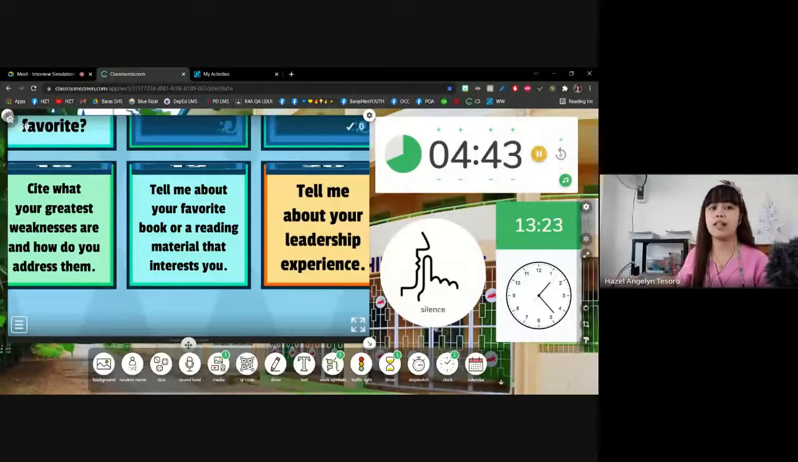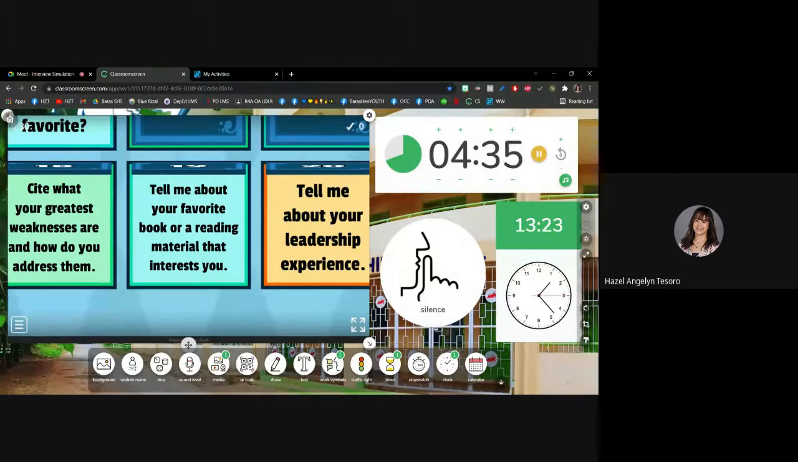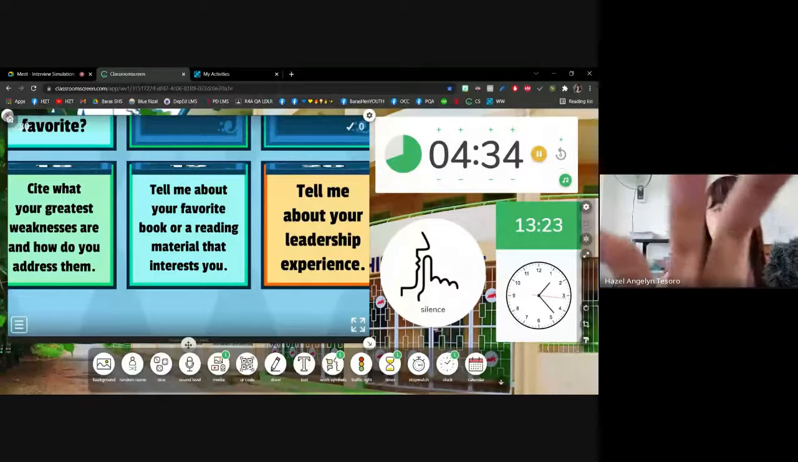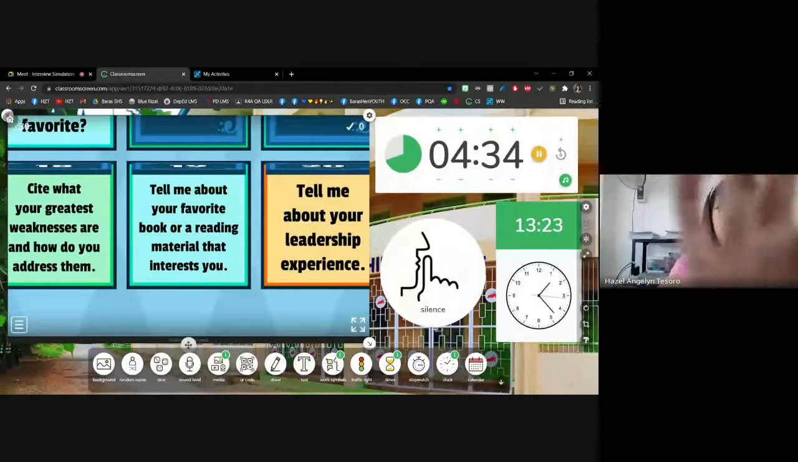We have 4 minutes left. Wait lang ah. Is that a chat or a raised hand? Wait lang. Naka-cellphone kasi ako. Wait lang ah. Dito. Sino yung naka-raise hand? OMG. Dali. Kung makita. Ayan, si Jayan. Hello, Jayan. Sige, wait lang.